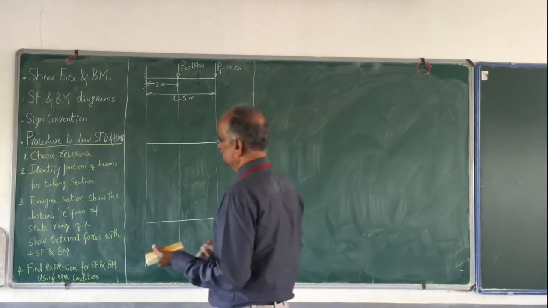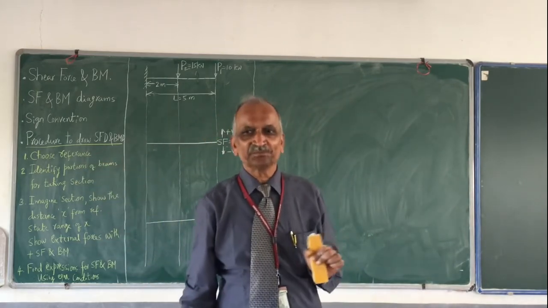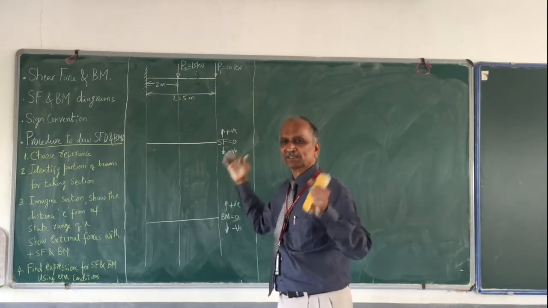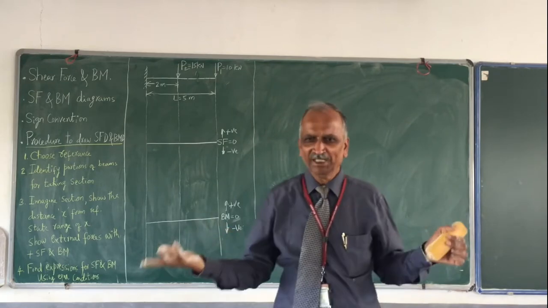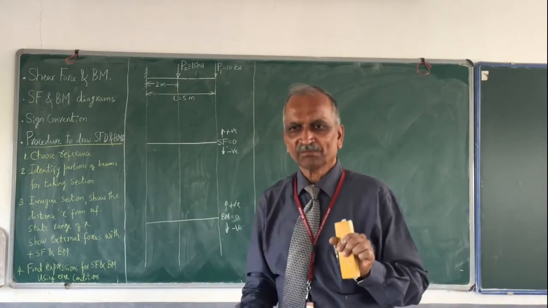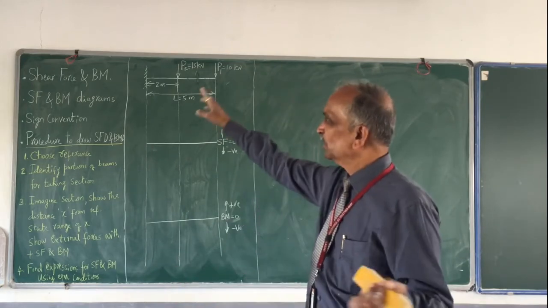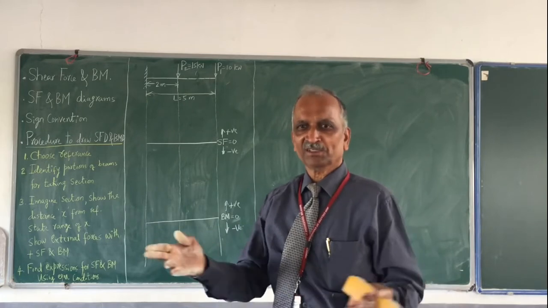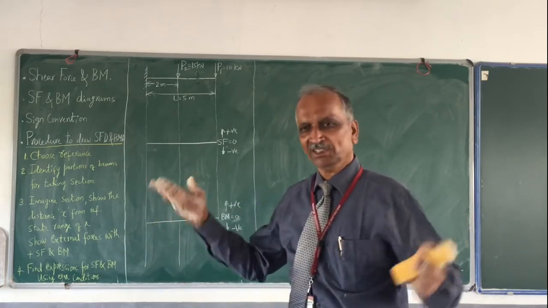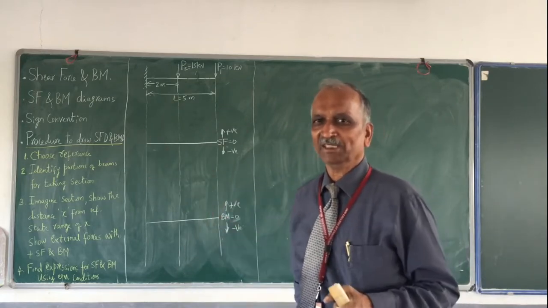Choose a reference. What do we mean by reference? A reference is a fixed point, a fixed point in our beam, or it may be outside the beam, it doesn't matter. Usually we choose one point in the portion of the beam. Why is it required? We are discussing bending moment, and discussion of bending moment without a section is meaningless. We are going to cut the beam and see what is happening there.